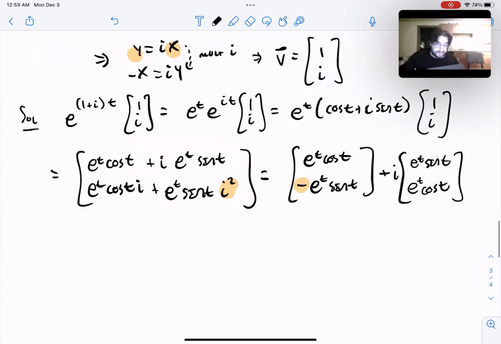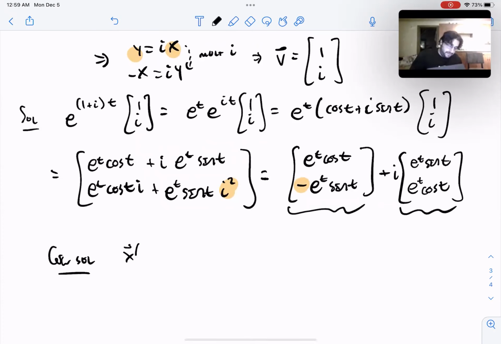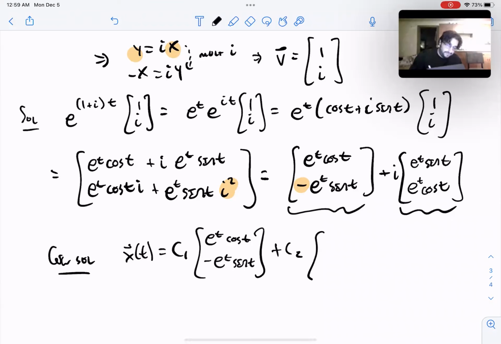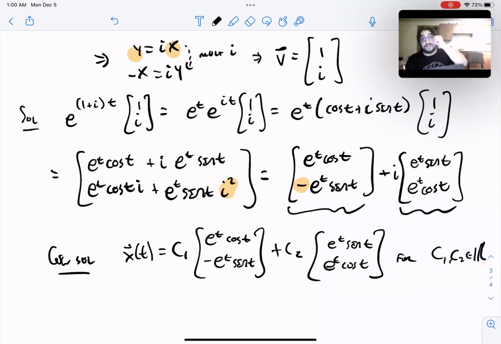Now for complex solutions, like I said, the real and imaginary parts of a complex solution become a basis for the real general solution. So the general solution of the reals becomes what? It becomes x of t equals c1 times the first vector plus c2 times the second. So there we go. There's the general solution, right?